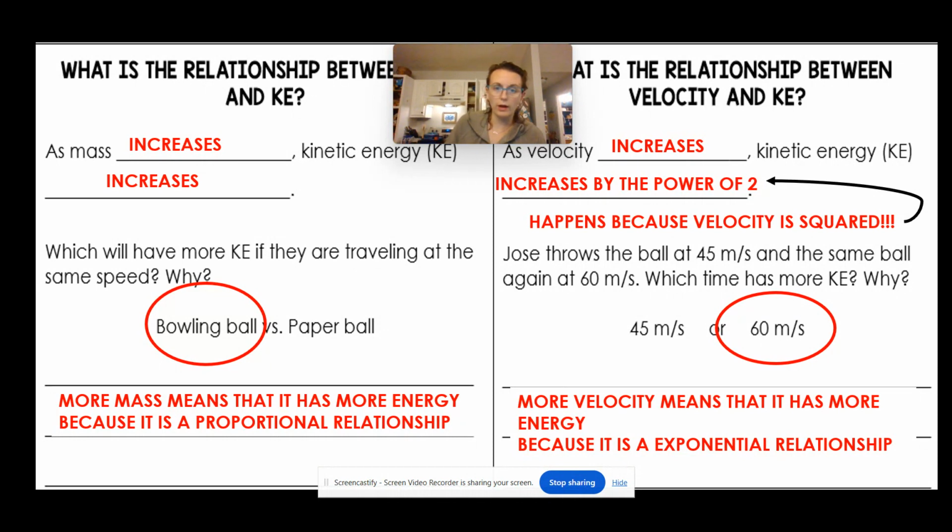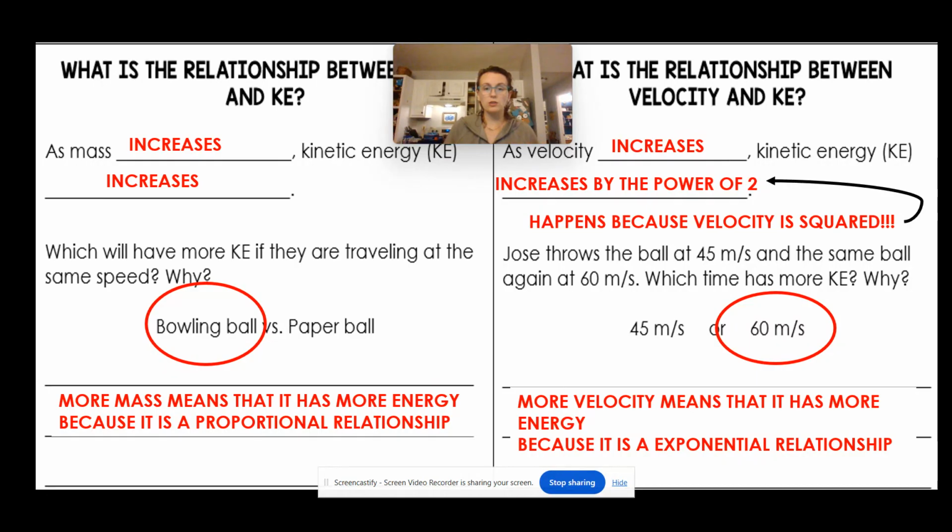And the reason why is the more velocity means that it has more kinetic energy. And this is because it's an exponential relationship. So that's a new type of relationship, and we're going to talk about it in just a second. So if you're like, I have no idea what exponential even looks like, we're going to see it. You're going to graph it, okay?